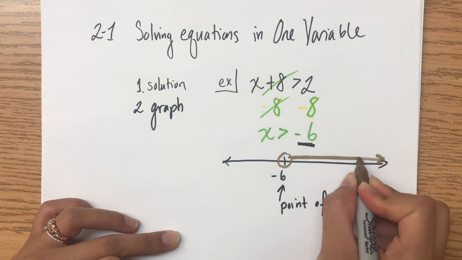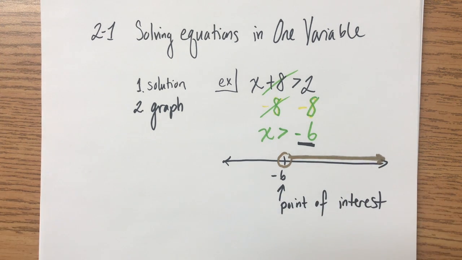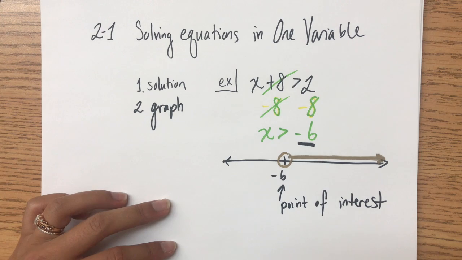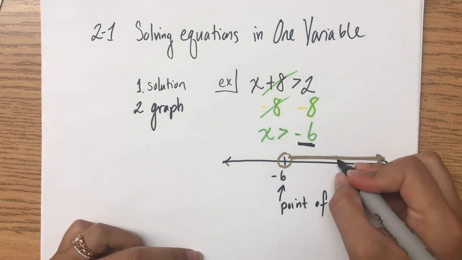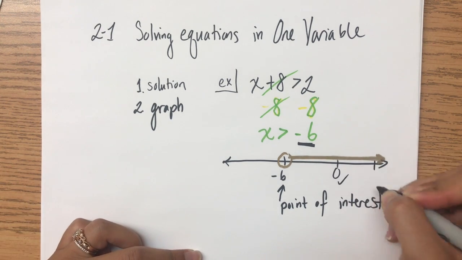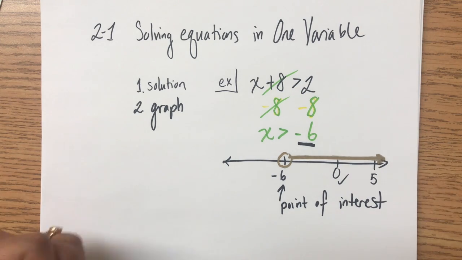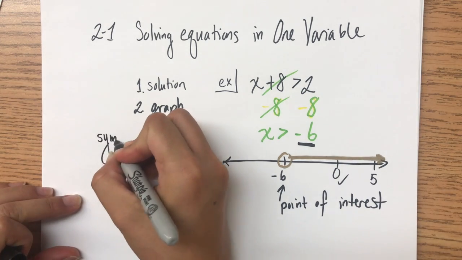Now, since x is greater than negative 6, I'm going to show that x reaches along that gold line. So all of those numbers along there are going to work, right? 0 is greater than negative 6, 5 is too, and any number greater than those.